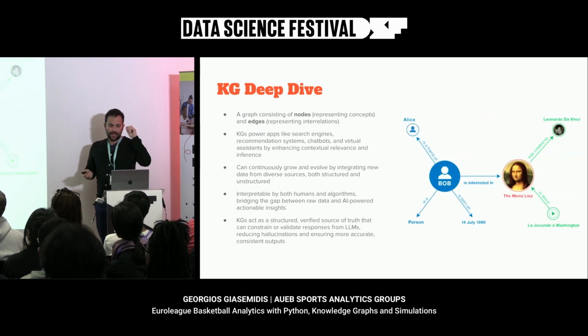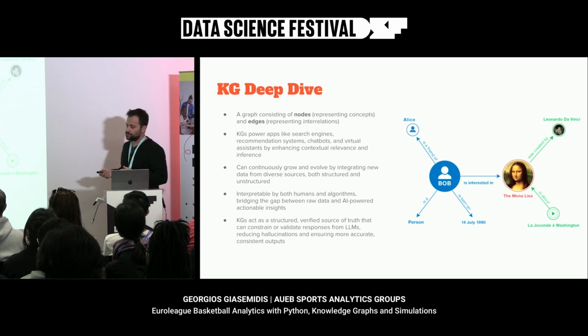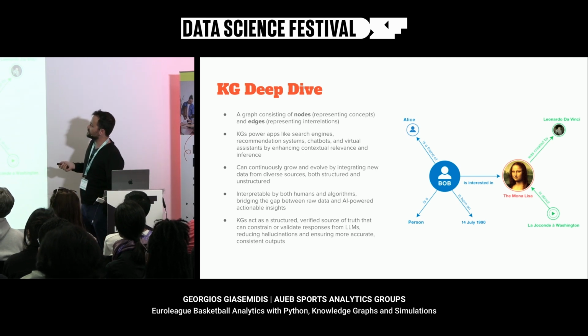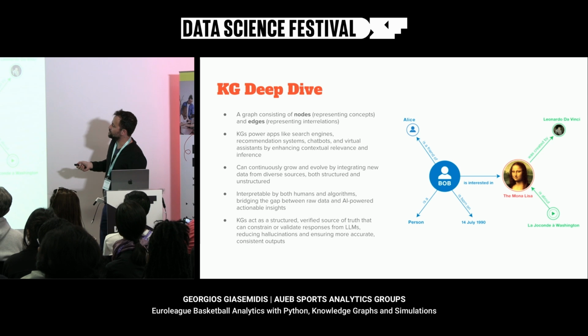So a graph consists of nodes which represent concepts. For example, in this example, that's one node. It's Bob, it's a person. This is Mona Lisa, it's an artwork. This is another person.